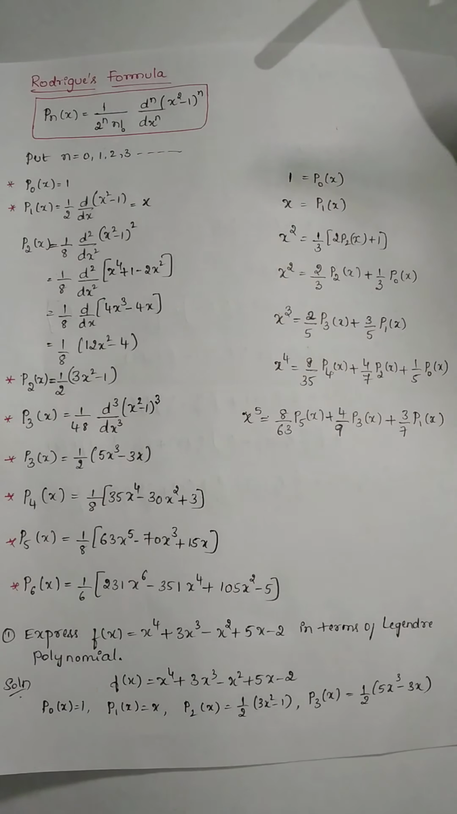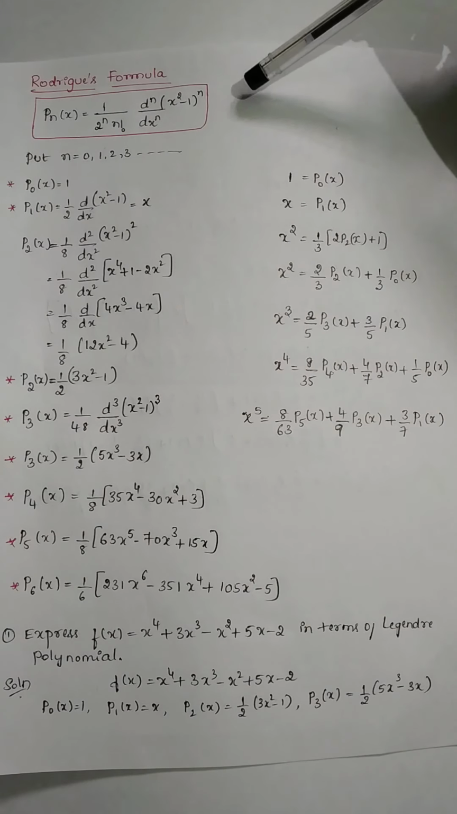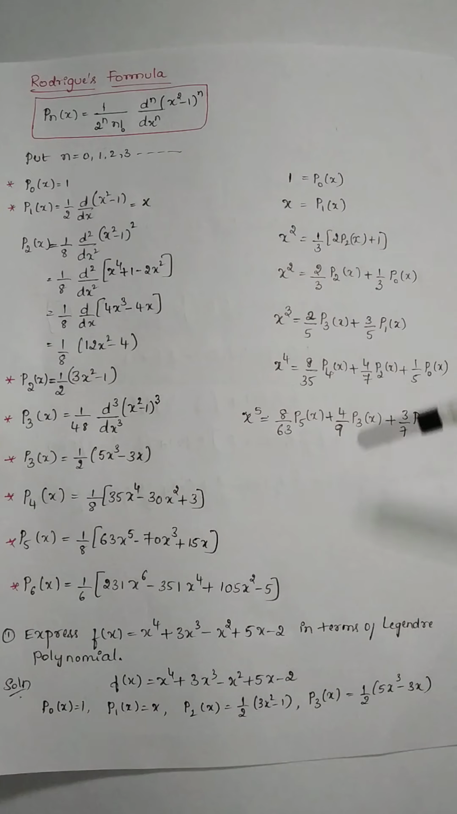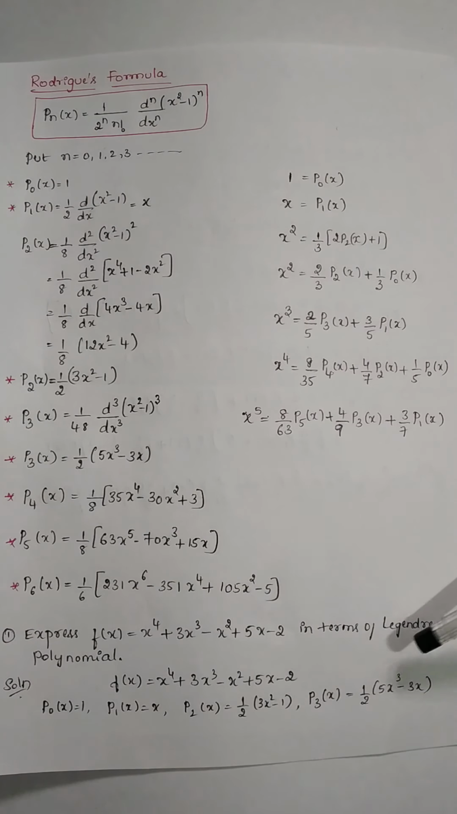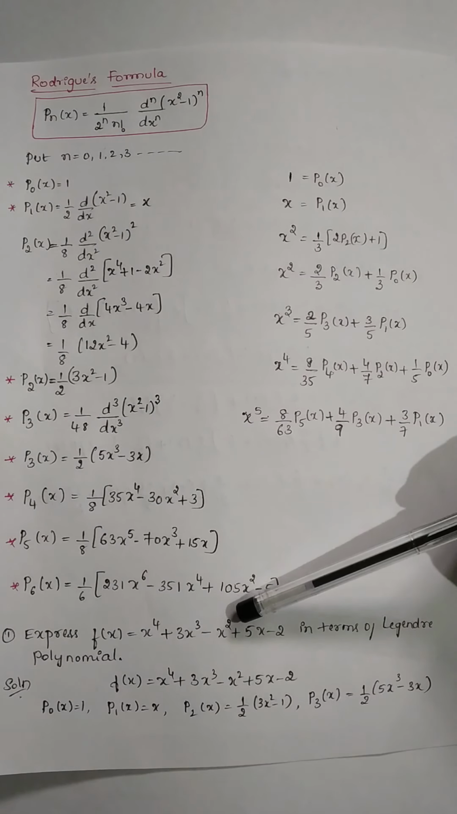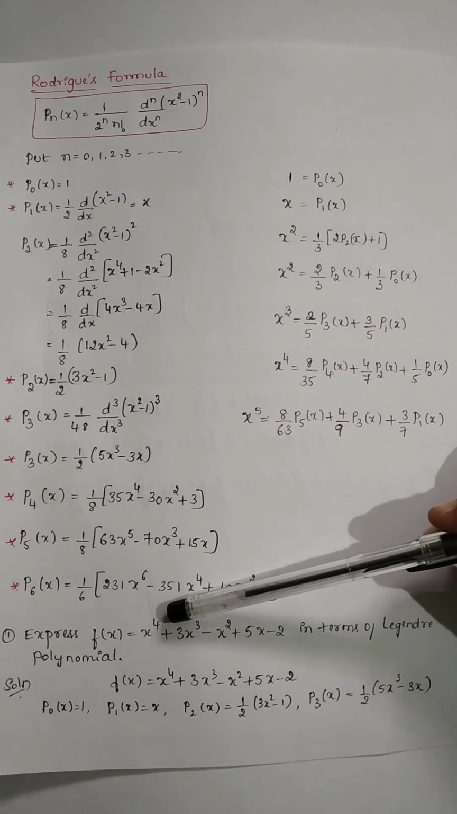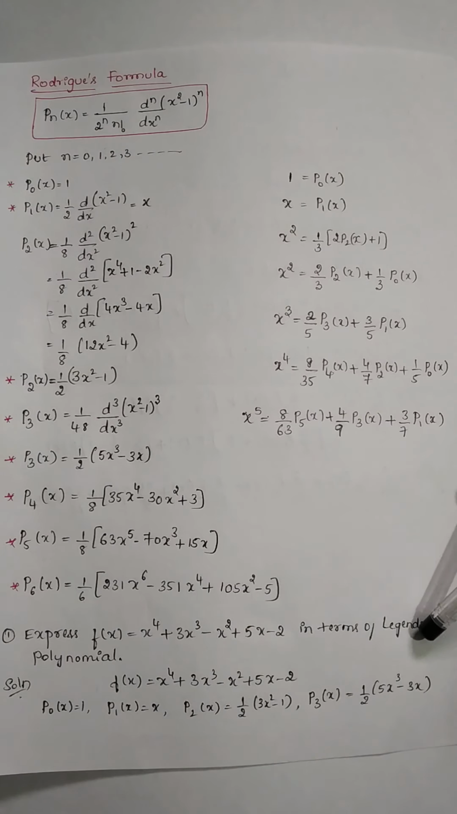In this video, we will solve one problem on Rodrigues formula. The problem is: express f of x equal to x to the power 4 plus 3x cube minus x square plus 5x minus 2 in terms of Legendre polynomials. To express the function in terms of Legendre polynomials, we need to express x, x square, x cube, x to the power 4 in terms of Legendre polynomials.